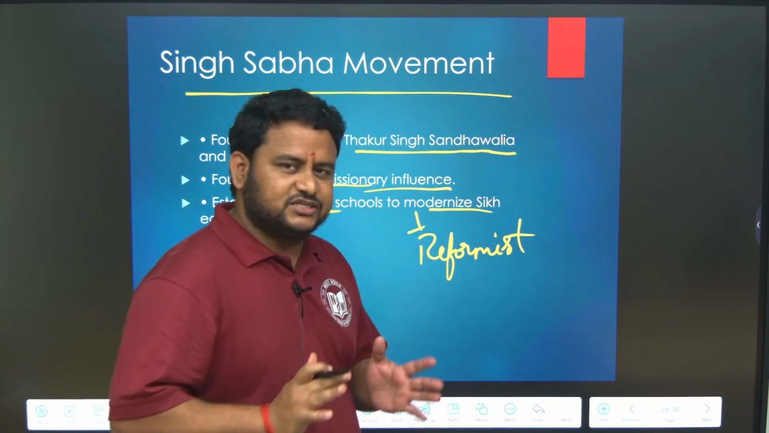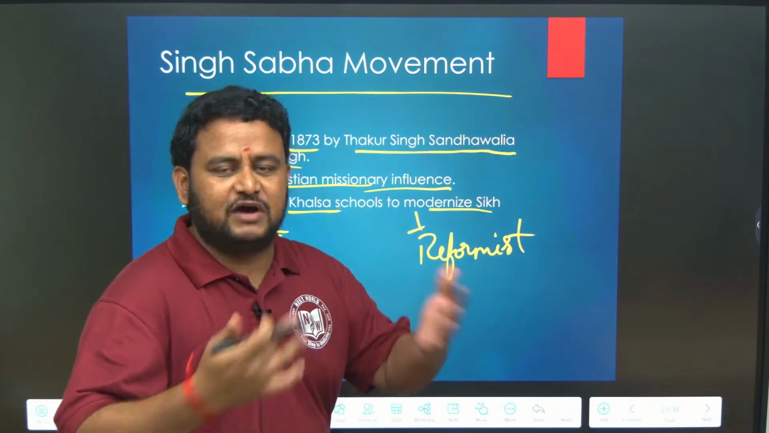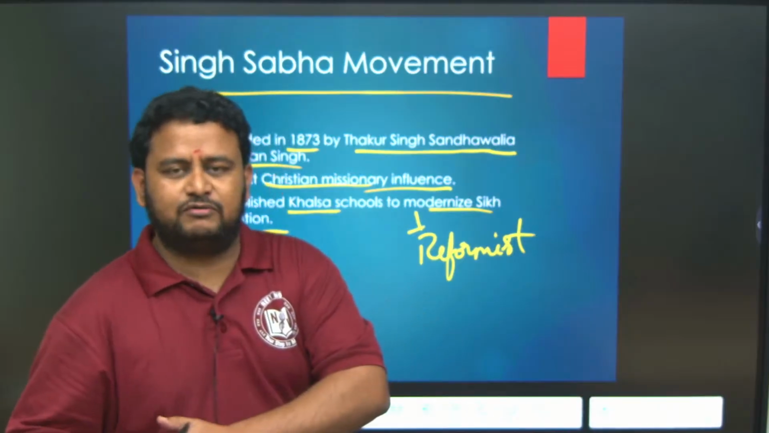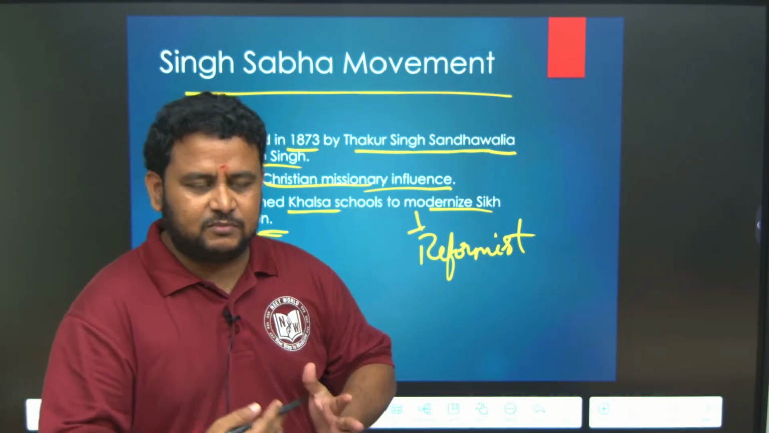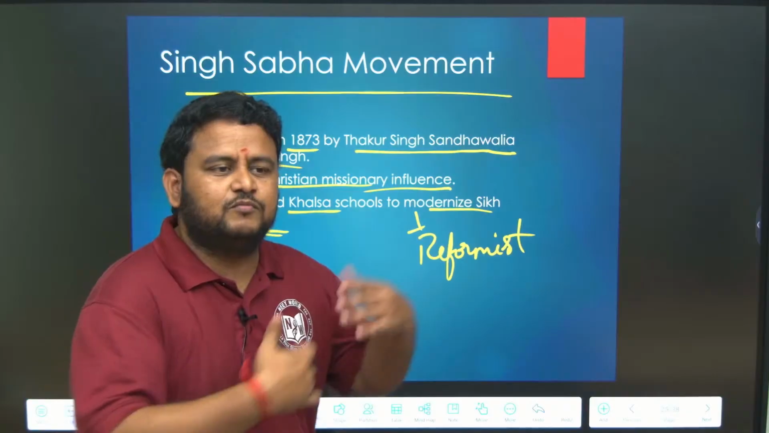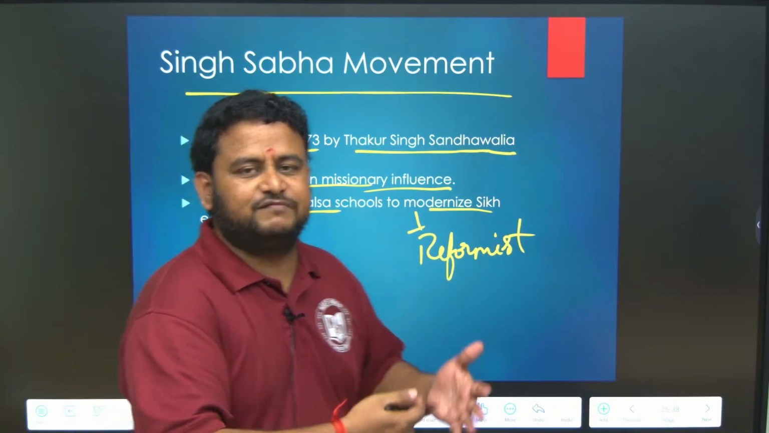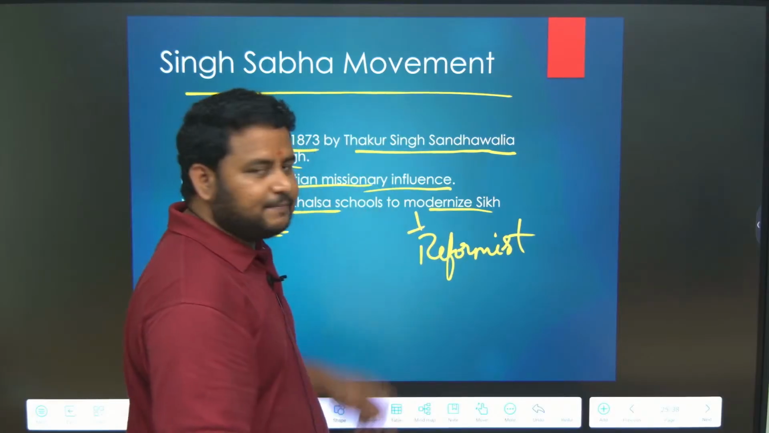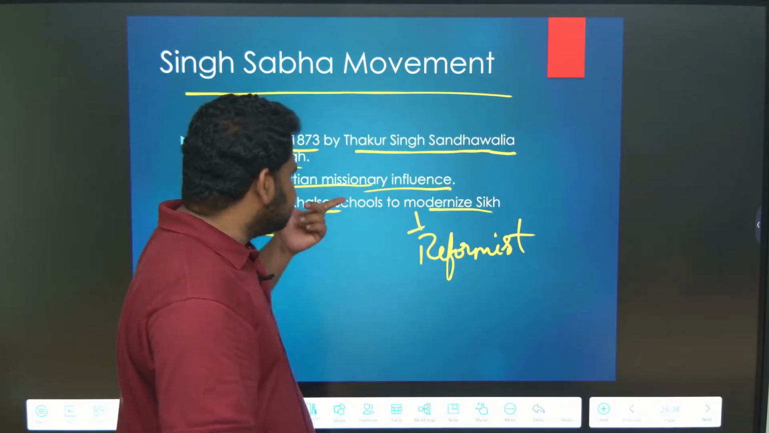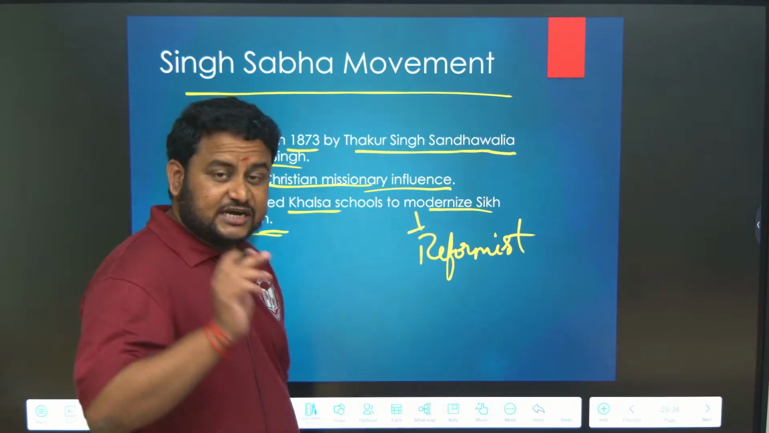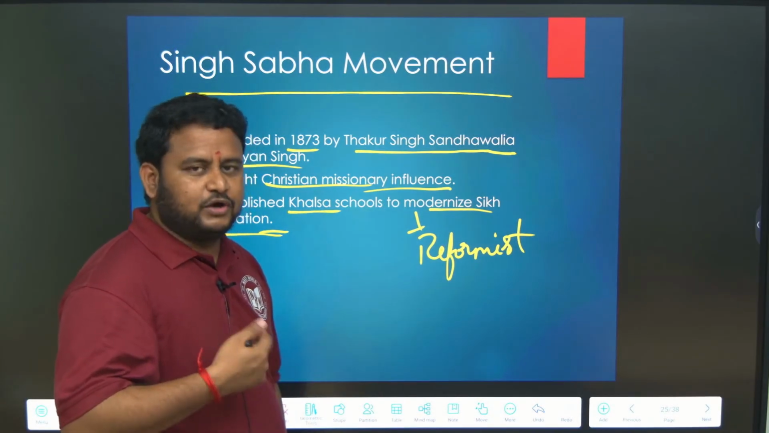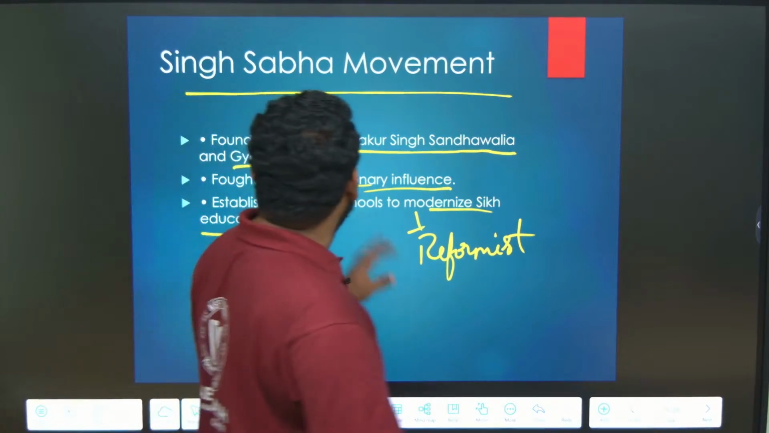All these religions wanted to protect themselves from the influence of other religions. Some wanted to go back to their old or pure form of religion. Some, although protecting, wanted to proceed forward for the betterment of the people of their community. One of these is Singh Sabha by Thakur Singh and Gyan Singh. It was against Christian missionaries, and it started Khalsa schools to provide modern education among Sikhs. So this is about the Singh Sabha movement.